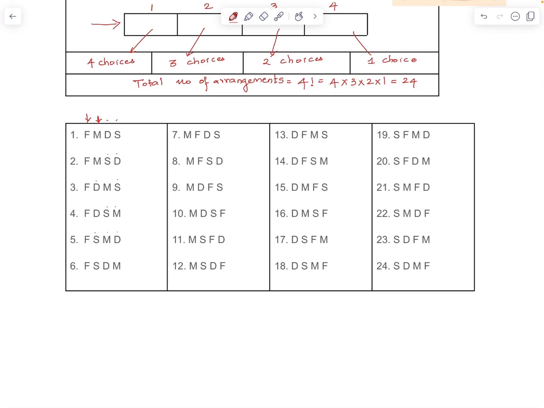So in these 6, father is in the first position. The same way, for getting the next set of arrangements, keep mother in the first position and then keep shuffling the rest, that is F, D, and S. For the next set of arrangements, keep daughter in the first place, then father, mother, and son can be shuffled. Keep son in the first place, father, mother, and daughter can be shuffled to get the remaining. So totally we have 24 arrangements.